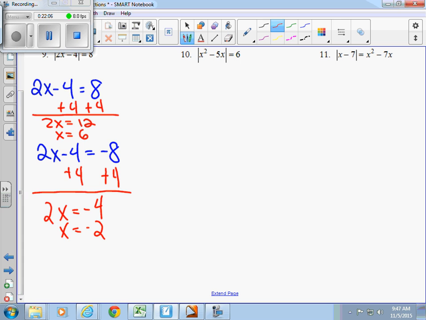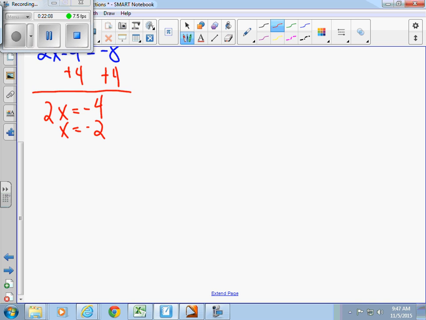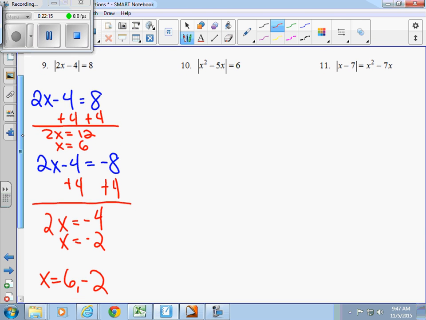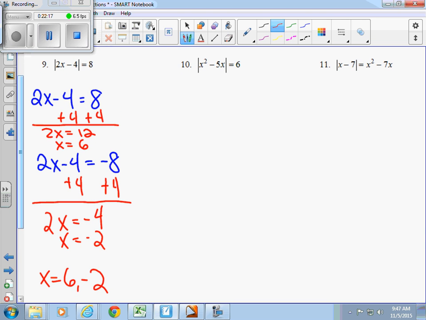Always check your answers on absolute value equations, and I'll show you why in a second. Sometimes we can make some silly mistakes with absolute values. Now let's look at the next one. I'm going to set this up with 2 equations. What are the 2 equations I'm going to set up?